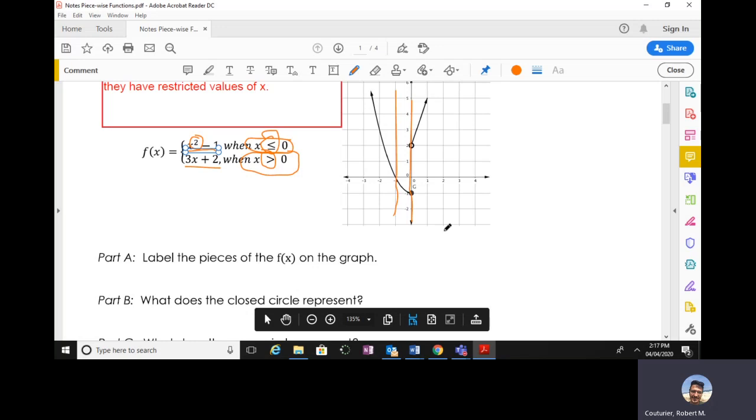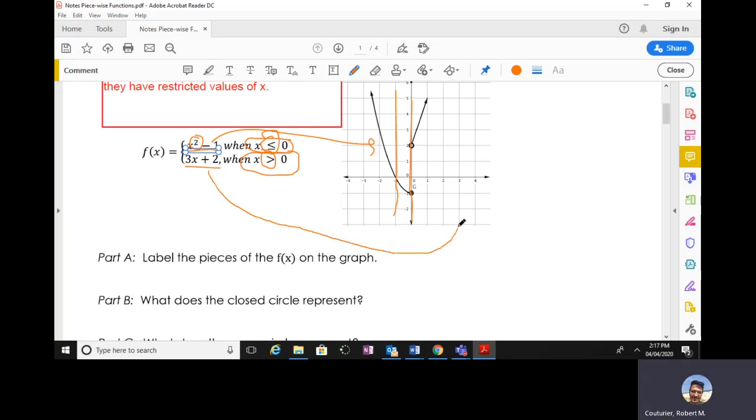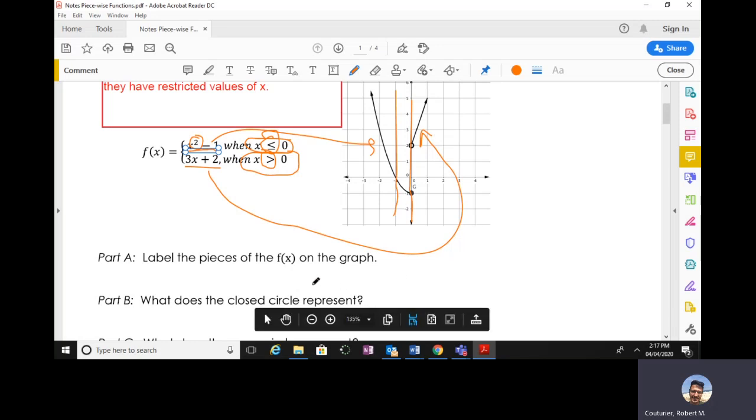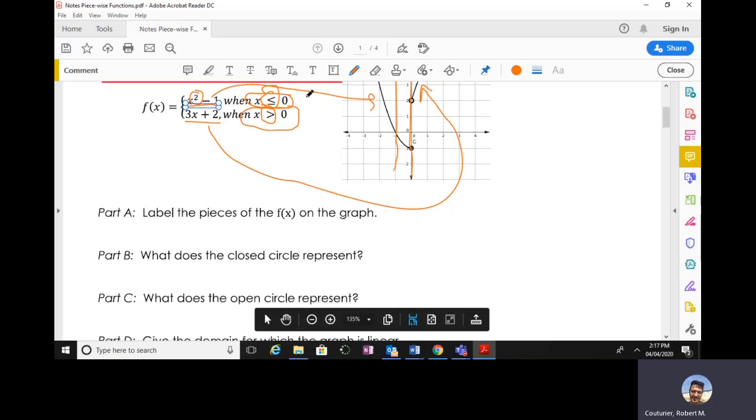Okay, let's start to look at what they're asking us for. Label the pieces of the f of x on the graph above. All right, so we just did that. Okay, we said that this first part here, the x squared minus 1, this is the quadratic function. We said this linear piece here, that piece there is the linear function. Great. What do the closed dots or closed circles mean? Look, we click the text bar.